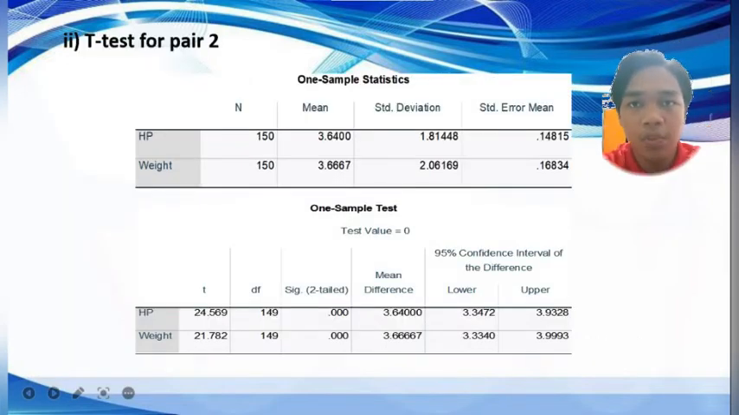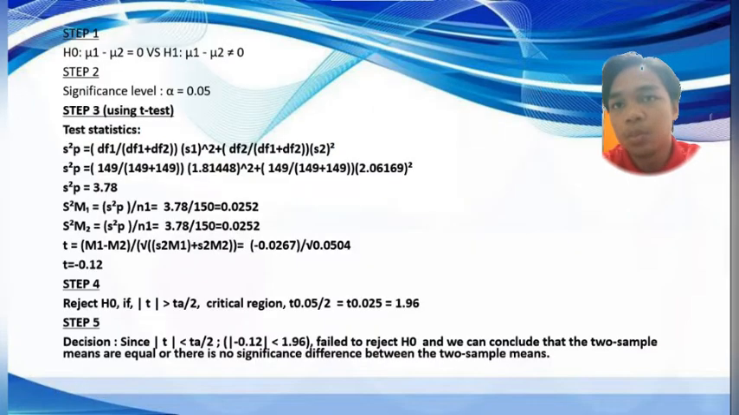The test for the next pair, which is HP and weight. Same as before, H0 and HA: the treatment means are not the same. After that, the significance level is alpha equal to 0.05. After that, we test the statistic using the t-test.